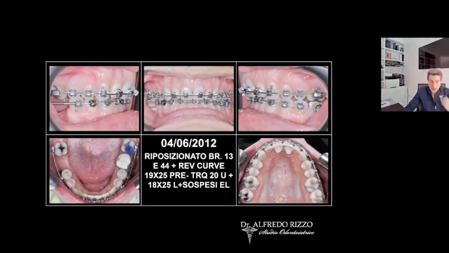At this stage, we have rebonded brackets on 1, 3, and 4, 4. We have used a reverse curve wire 19/25, pre-torqued to 20 degrees in the upper jaw, with 18/25 copper night tie wire in the lower. Like this, we want to improve the Spee curves and get a better canine guidance with better torque on the incisors. That's why we use the reverse curve pre-torqued to 20 degrees.